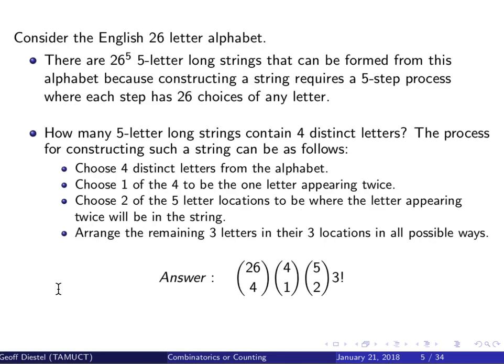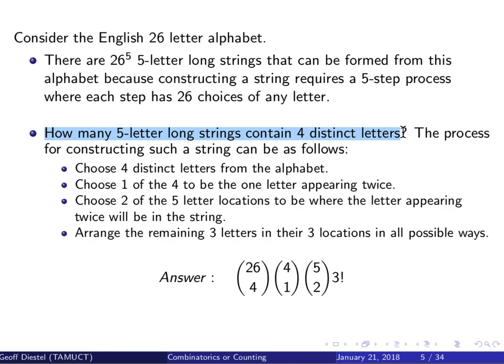So let's consider arrangements first. In this first video, we'll focus on problems with arrangements of letters. So let's consider our 26-letter English alphabet. So there's 26 to the 5th 5-letter long strings that we can form using the letters of the English alphabet. So then the question is, how many 5-letter long strings contain 4 distinct letters?